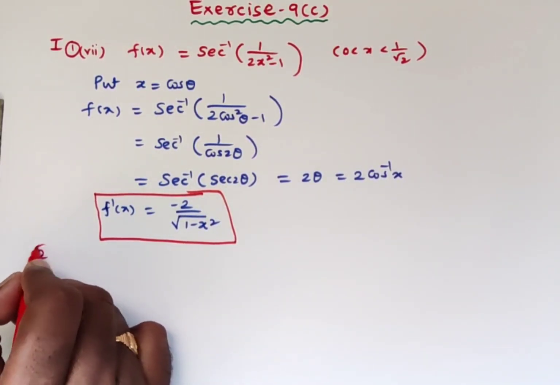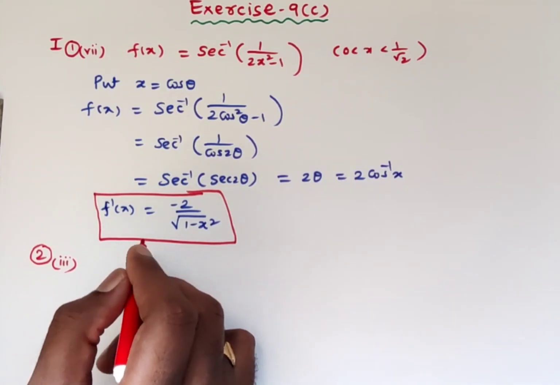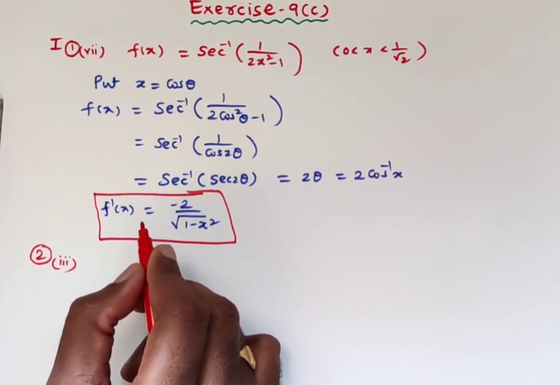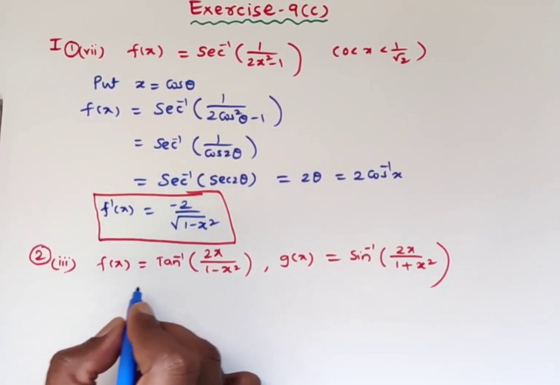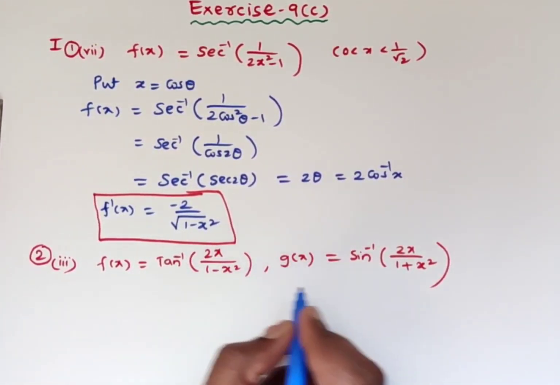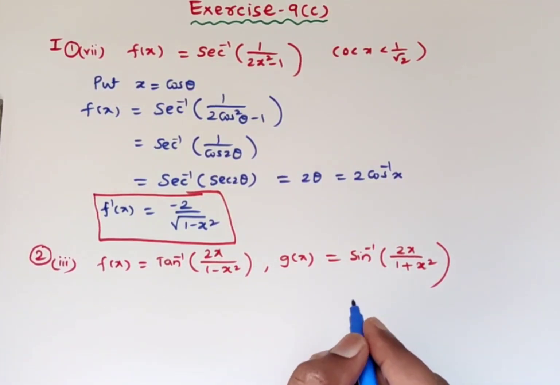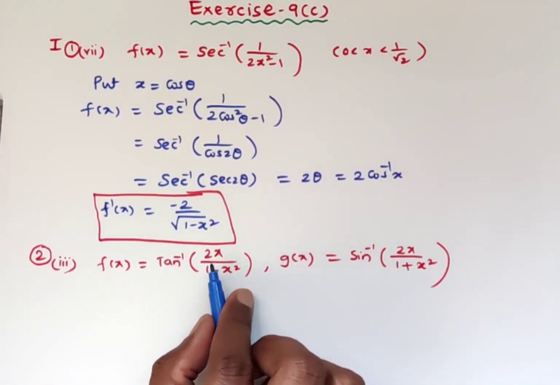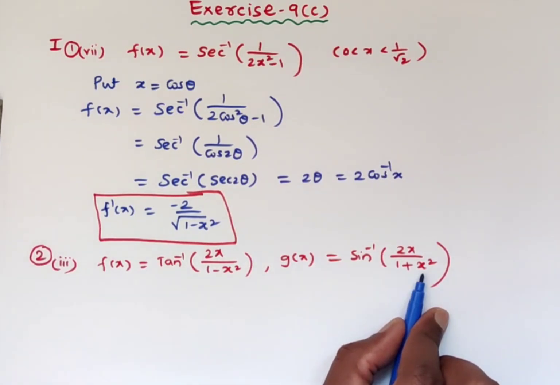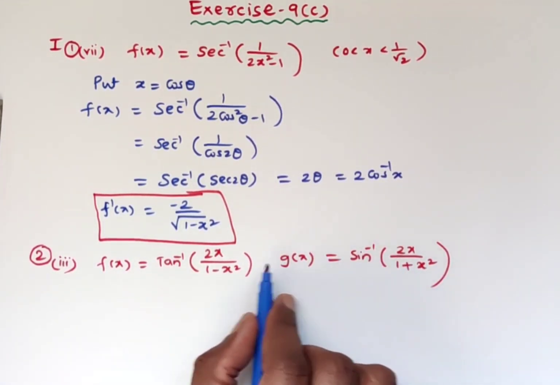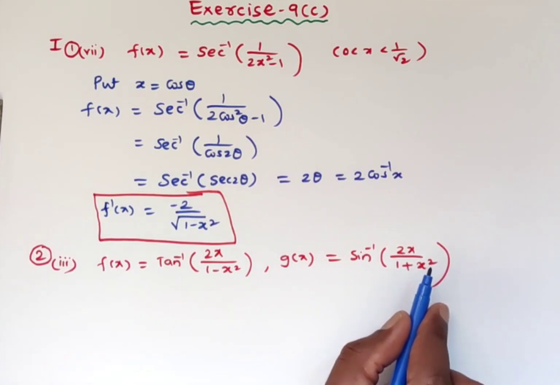Now, from the second bit, third problem. Differentiate the function f of x with respect to another function g of x. That is f of x equals tan inverse of 2x divided by 1 minus x square, and another function g of x is sin inverse of 2x by 1 plus x square. Here we can observe that it is in the form of 2 tan theta by 1 minus tan square theta, and 2 tan theta by 1 plus tan square theta. There are two double angle formulas for tan. 2 tan theta by 1 minus tan square theta is tan 2 theta, and 2 tan theta by 1 plus tan square theta is sin 2 theta.